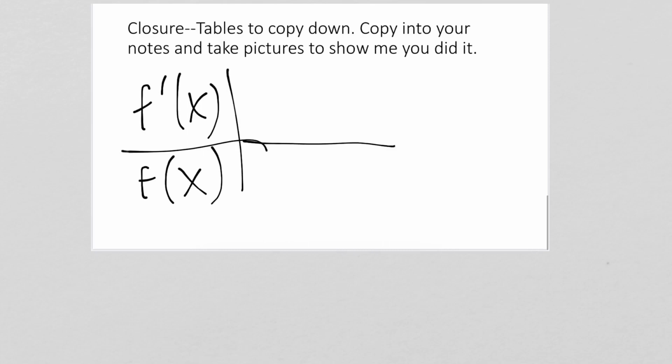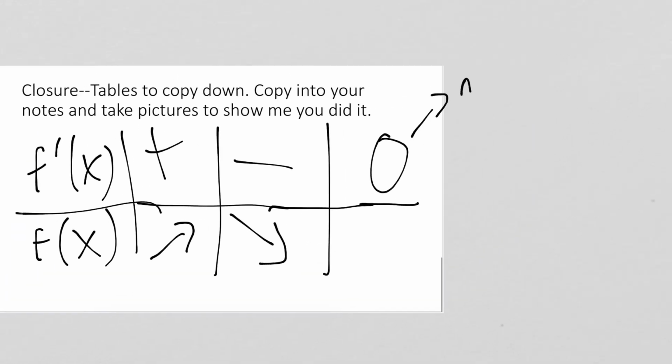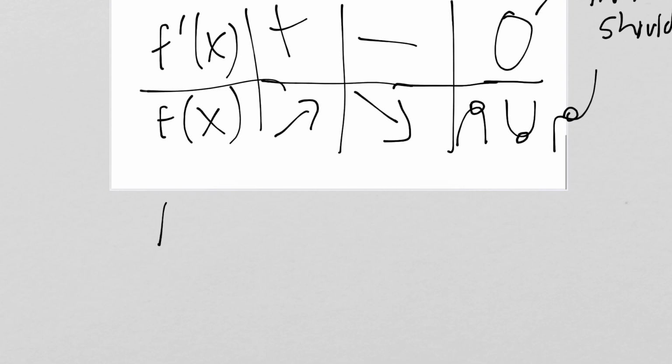Okay, if f prime x is positive, that implies f of x is increasing. If f prime x is negative, that implies f of x is decreasing. And then if f prime x is 0, that's going to tell me that I'm at a max, min, or shoulder. So graphically it'll look like this, or like that. Okay? Now let's do f double prime.